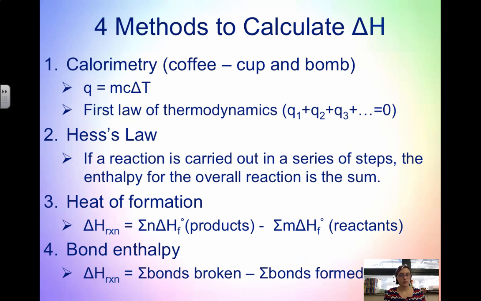And then we looked at heat of formation in this video, where we looked at the heat of formation of products minus heat of formation of reactants is equal to our overall heat of reaction, as well as bond enthalpy, which is the sum of bonds broken minus the sum of bonds formed equal to delta H of reaction. So these are 4 methods to calculate delta H. We'll look specifically in class on how to determine which one to use, and we'll do a lot of practice with each of these for the rest of the week, just to get you practice with each of these different types.